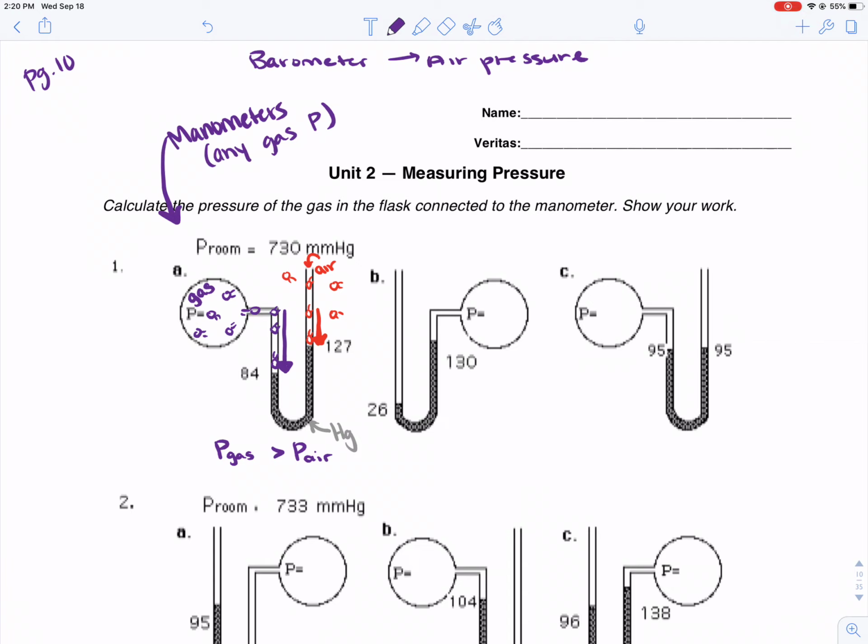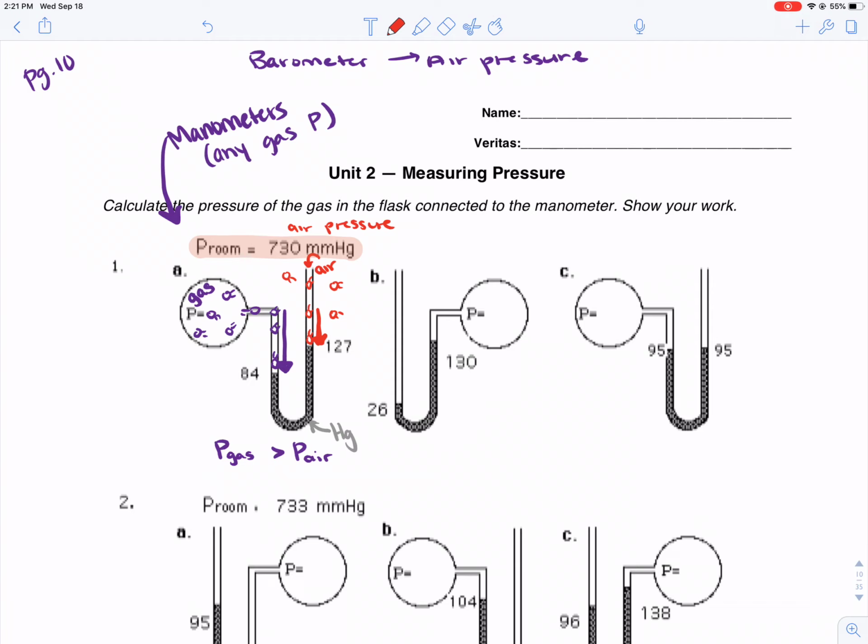Now, the next step is to determine what exactly is the pressure of that gas. So one piece of information that we're given is the pressure of the room, or in other words, the air pressure. So we know that the air pressure in the room is 730 millimeters of mercury. So over there on the right side of our manometer, the air is exerting 730 millimeters of mercury of pressure on the mercury inside the manometer. We want to figure out what is the pressure of our purple gas on the left.